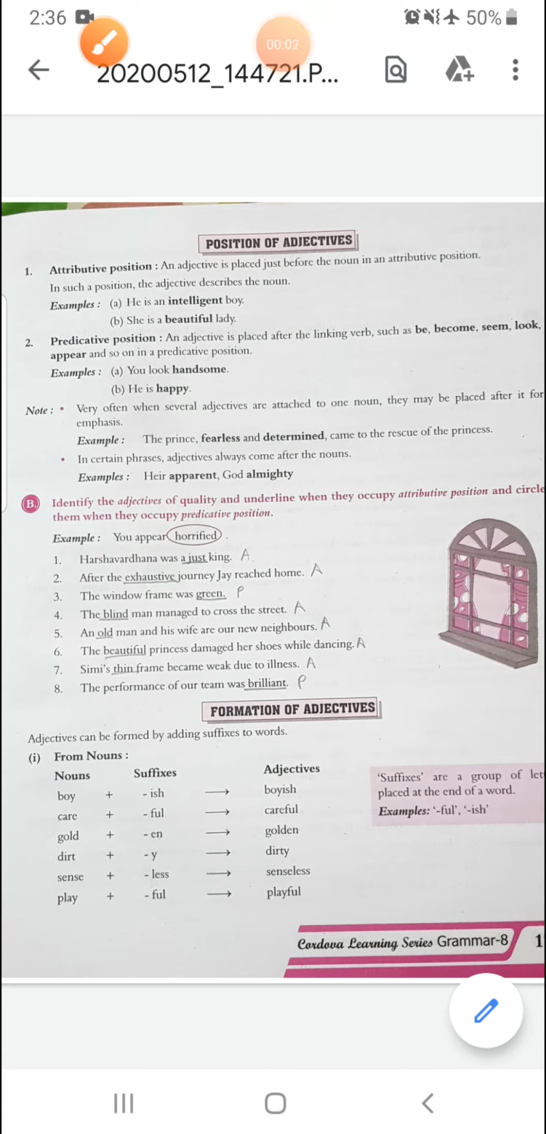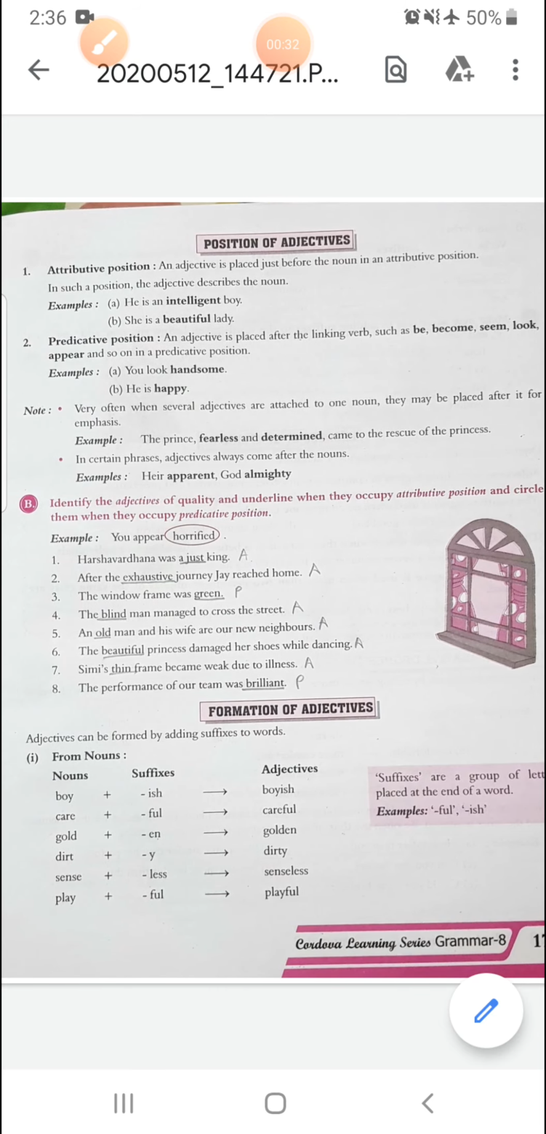Hello class 8, this is part 2 of your chapter Adjectives and Degrees of Comparison. In our last video, we studied the definition of adjectives and kinds of adjectives. Then we did an exercise related to kinds of adjectives.